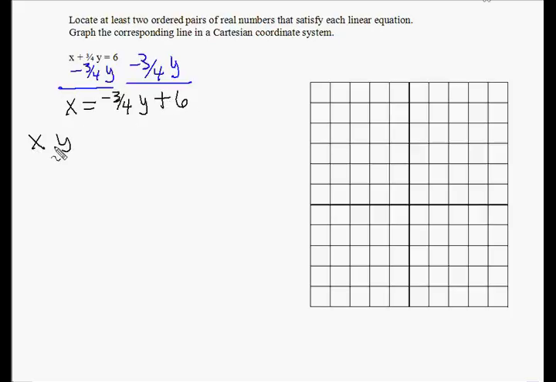I'm going to make an xy table and choose some values for a variable. I'm going to choose the variable that is complicated, not the variable that's alone. So I'm going to choose values for y. And I notice immediately that y is going to be multiplied by a fraction. So I'm going to choose values that 4 will go into evenly, like -4, 0, +4, and if necessary, 8.